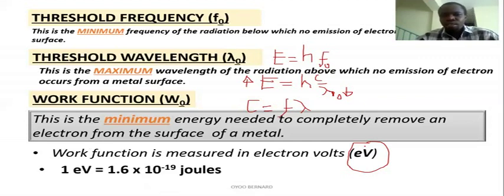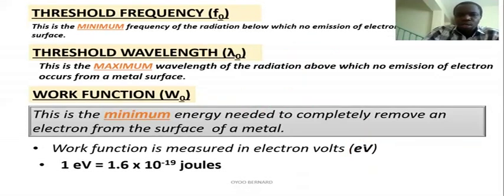So 1 electron volt is equivalent to 1.6 times 10 raised to negative 19 joules. So if you want to convert from electron volts to joules, then this is the factor that you need to use. So let's now look at the equation.